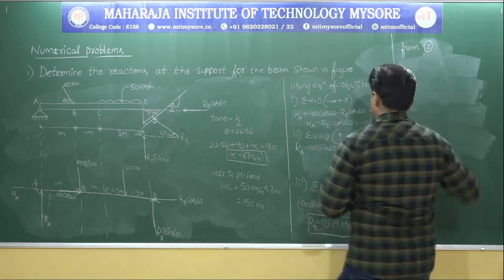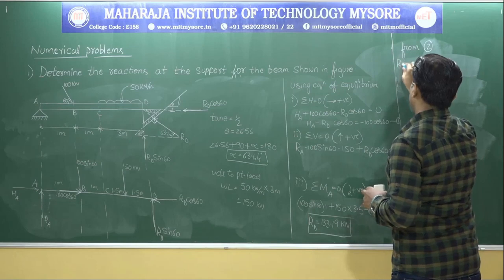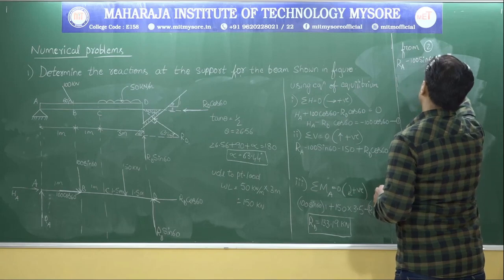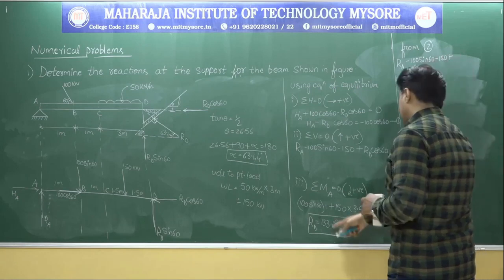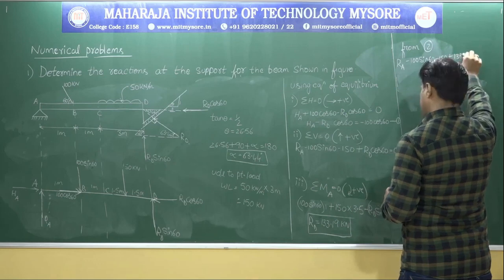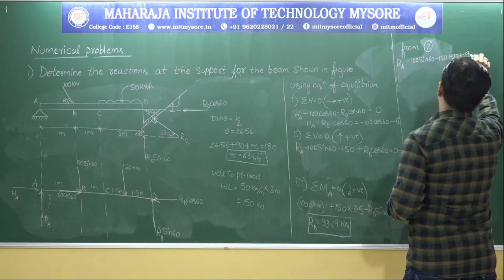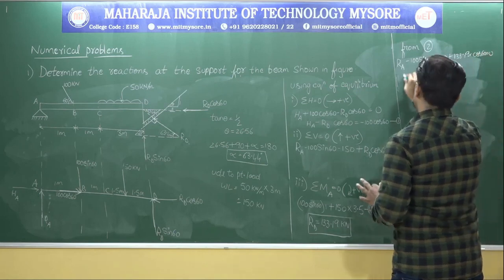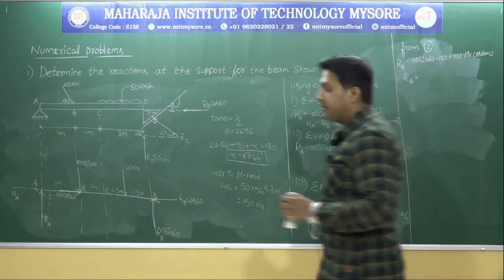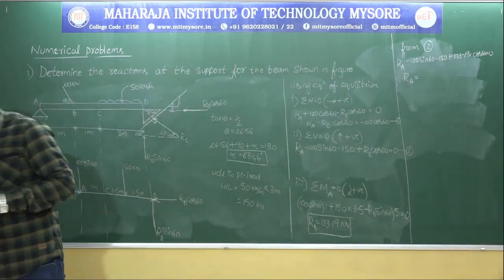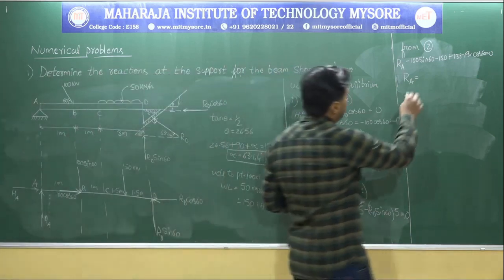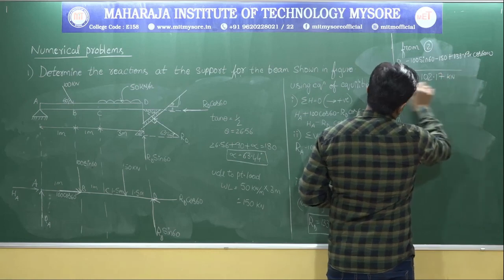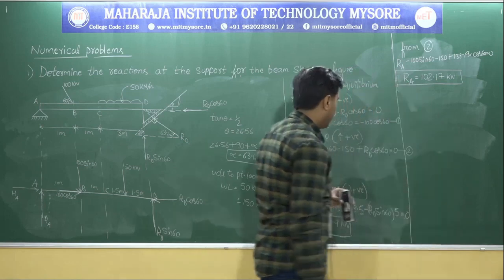So from 2, RA I need to calculate minus 100 sine 60 minus 150. I know the value of RD, just now I have calculated. It's 133.19 into cos 60 is equal to 0. So after solving this, what is the value of RA that we are getting? It's 102.17 kilonewton. Okay, I have calculated RA also.